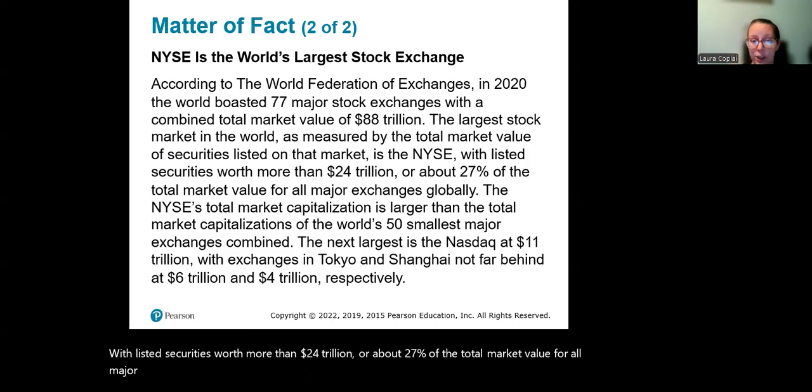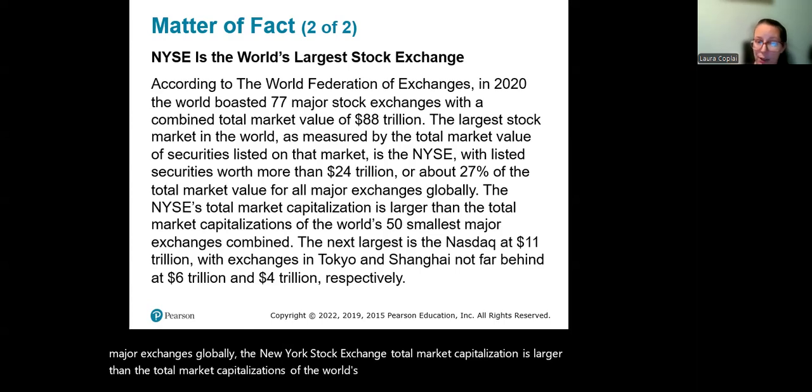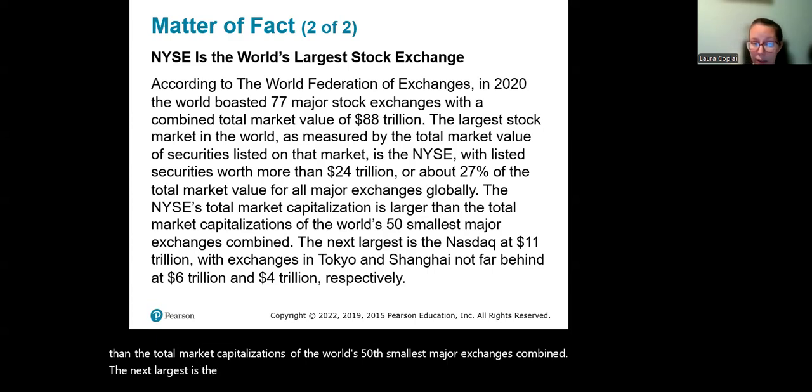The New York Stock Exchange's total market capitalization is larger than the total market capitalizations of the world's 50 smallest major exchanges combined. The next largest is the NASDAQ at $11 trillion, with exchanges in Tokyo and Shanghai not far behind at $6 trillion and $4 trillion.